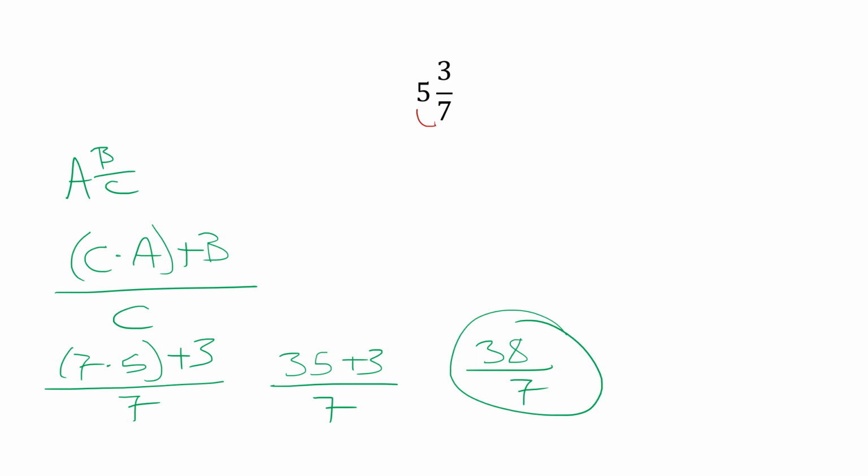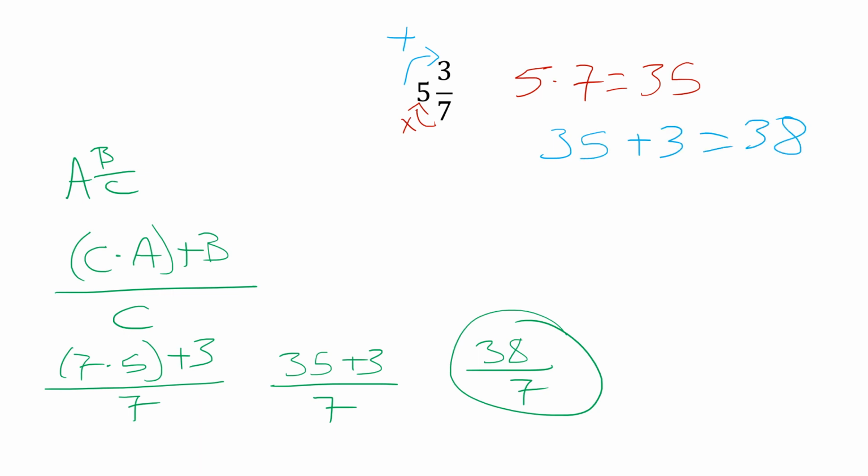You can also think about this, the 3 steps or the windmill technique. So first step would be whole number times denominator. So 5 times 7 is 35. Second step is add your answer to the numerator. So 35 plus 3 equals 38. And then last step is write your answer over the final denominator, 38 over 7. And either way, you get the correct answer.